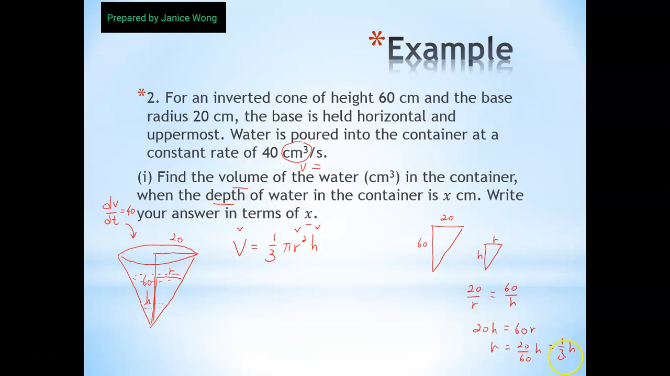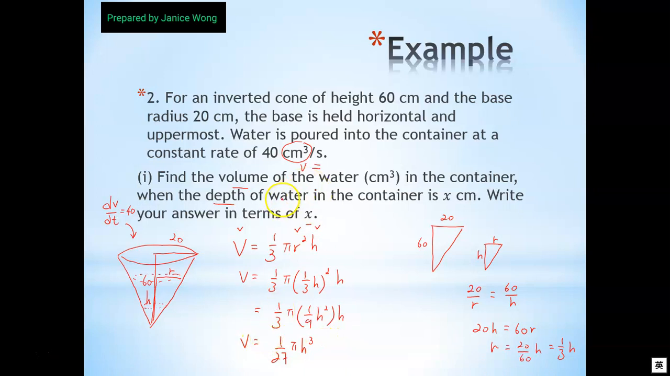Let's substitute r equals 1 over 3 h into the function. Volume equals 1 over 3 pi r squared h, which is 1 over 3 pi (1 over 3 h) squared h. Expand it: 1 over 3 pi, 1 over 3 h squared becomes 1 over 9 h squared, times h. Volume will be 1 over 27 pi h cubed.